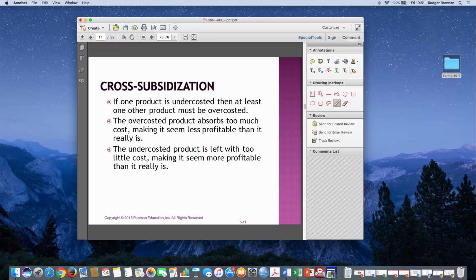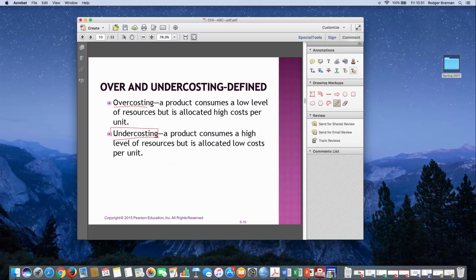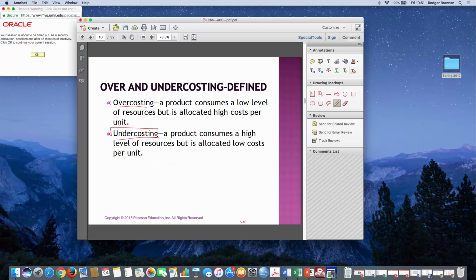Cross-subsidization, we're not going to really worry too much about that. But items that tend to be undercosted versus overcosted: the ones that are overcosted are picking up some of the cost from the undercosted product. So they are in a sense subsidizing it. But let's not worry too much about this concept. If you can remember the issue of overcosting, undercosting, and the penalties associated with that, that's fine for what we need to know with this particular chapter.